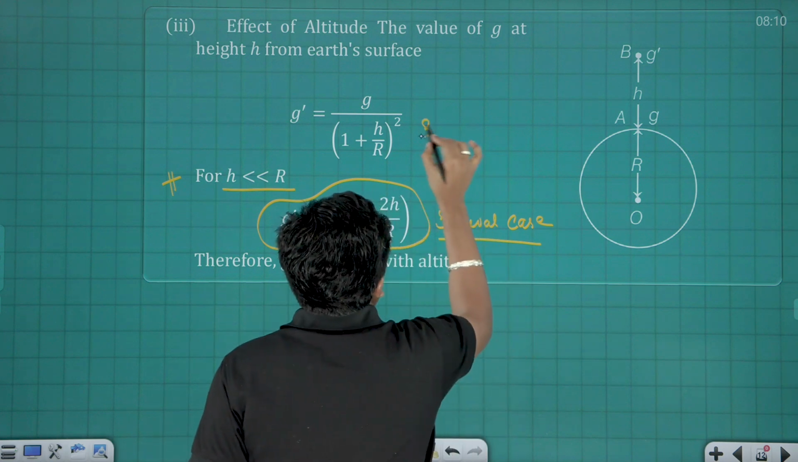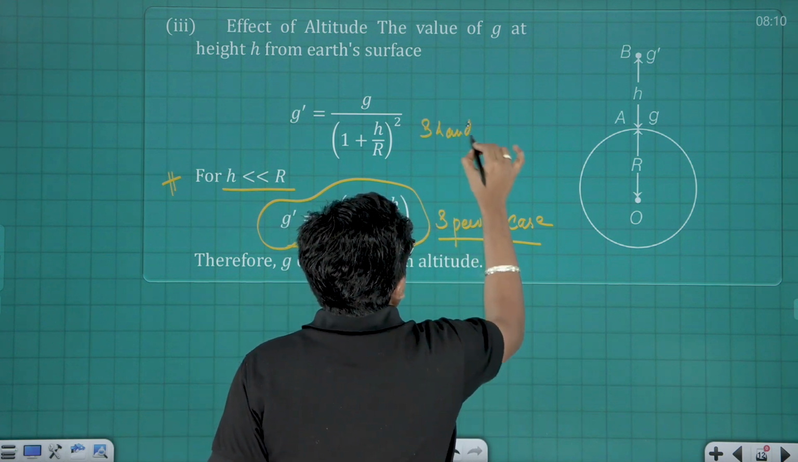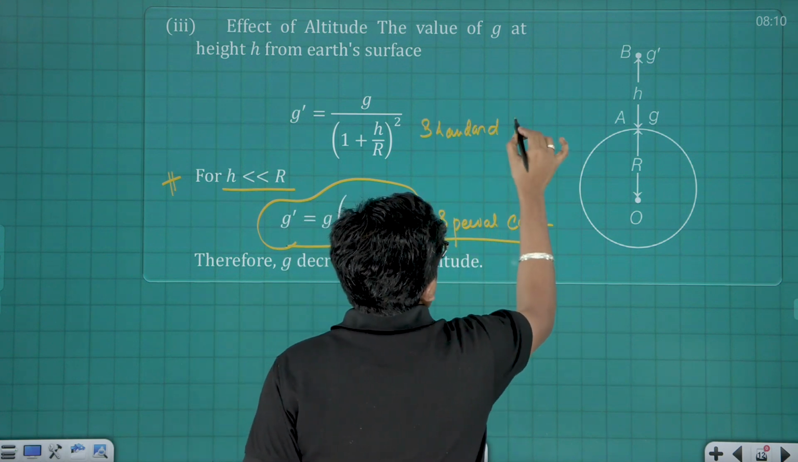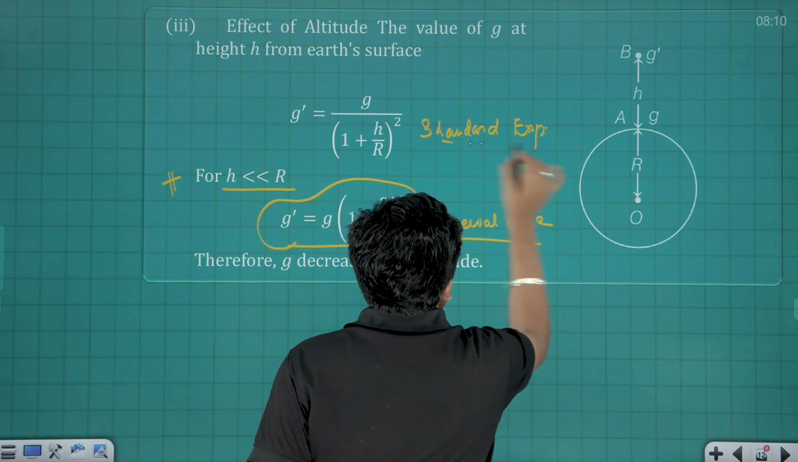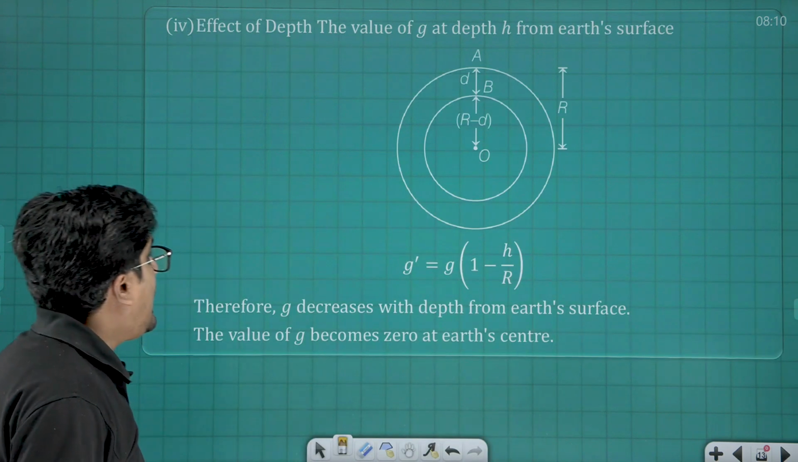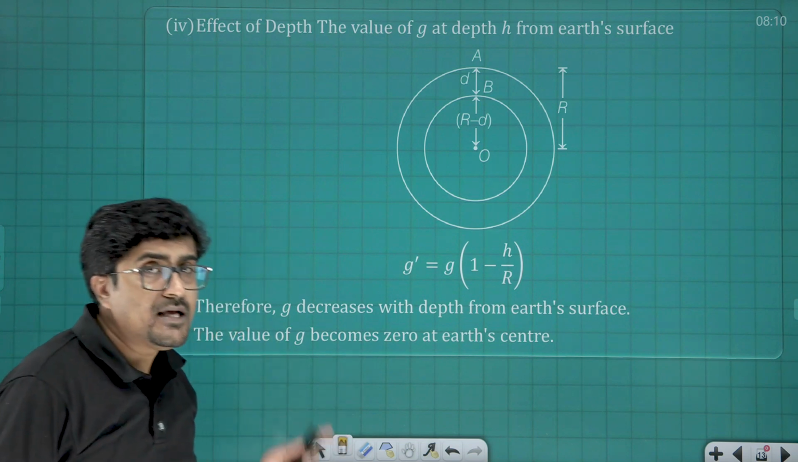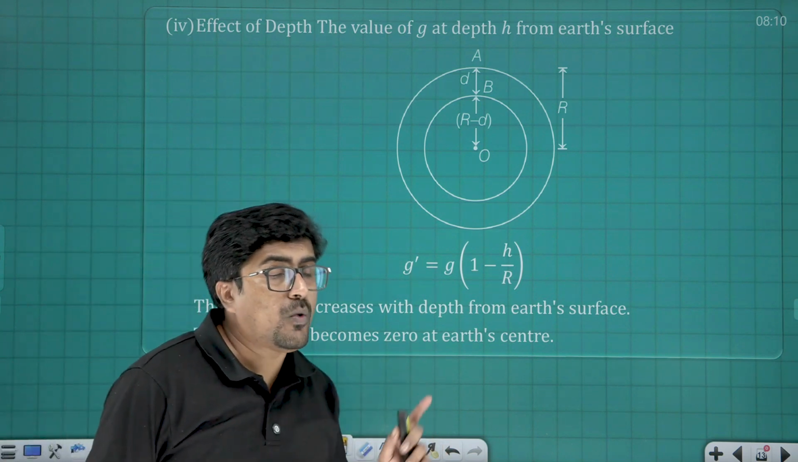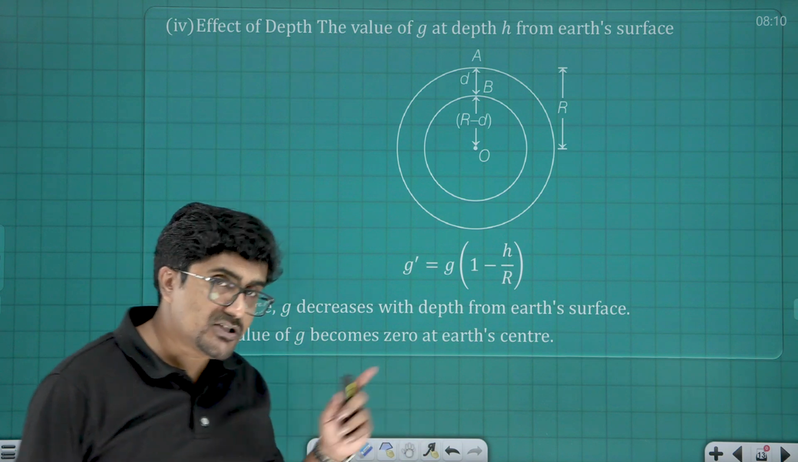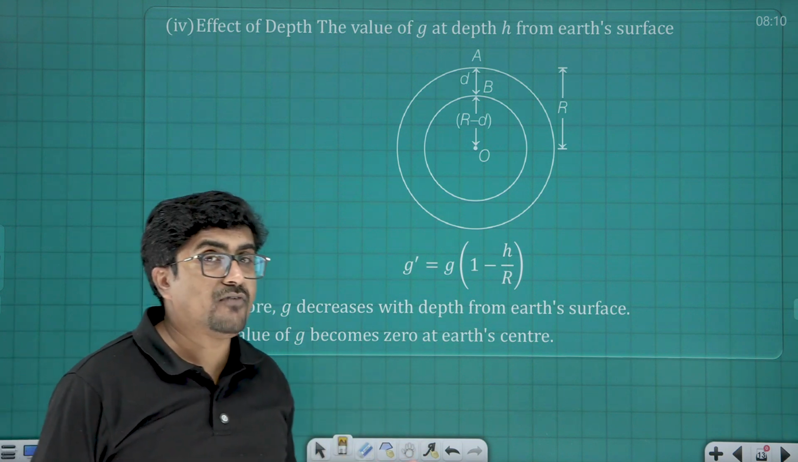This is the standard one. Okay, this is the standard expression. Don't forget that. All right, and with respect to the depth, how it varies is g dash is equal to g into 1 minus of h by r. G dash is equal to G into 1 minus of H by R.